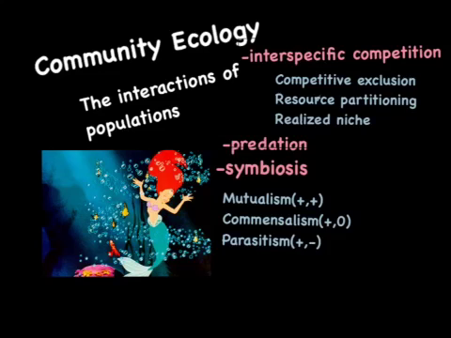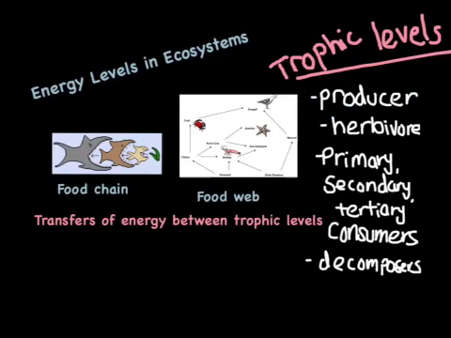And then there's symbiosis, which are relationships between two different types of species, which is mutualism, where both species benefit, commensalism, where one benefits and the other has no effect, and then there's parasitism, where one organism benefits while the other is harmed.